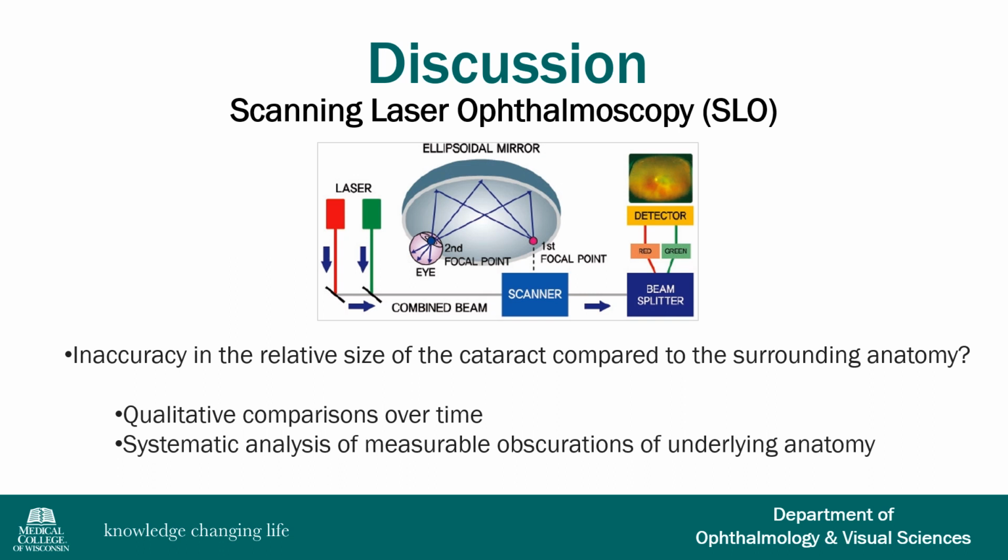Moving on, when considering the technology behind the Optos, which is an SLO system, we encounter the question of whether we are introducing inaccuracy in the relationship of the apparent size of the cataract with the surrounding anatomy. Whether this is true and to what degree, it's difficult to know because there's limited data on the true optics of the system, as this information is likely proprietary. However, we do feel we adequately demonstrated the utility in qualitative comparisons over time, as well as through systematic analysis of measurable obscurations of the underlying retinal anatomy.